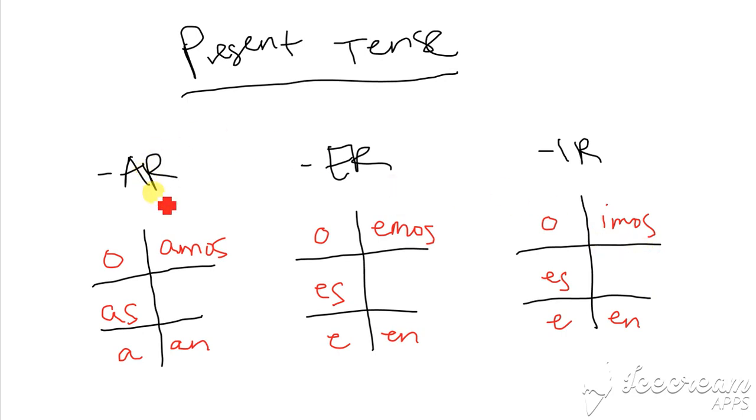And any AR verb pretty much is going to conjugate this way. Any ER verb is going to conjugate this way. Any IR verb is going to conjugate this way in the present tense, right? So like hablar, comer, abrir. This is how it would conjugate for all the different subjects.